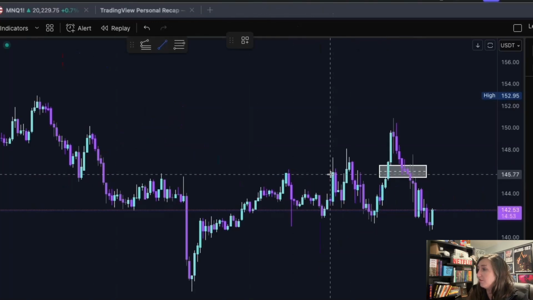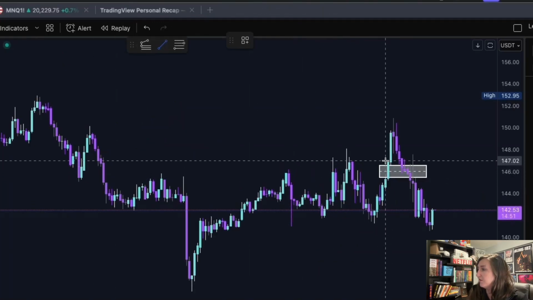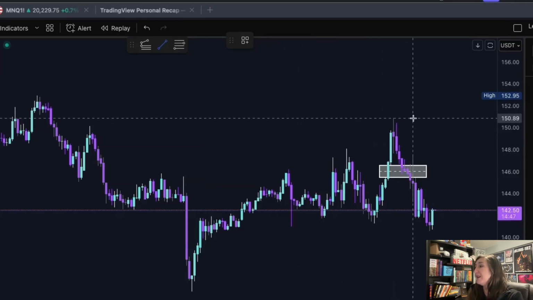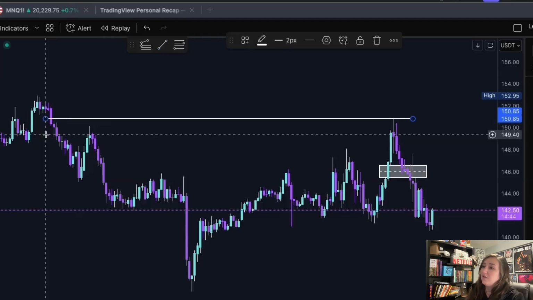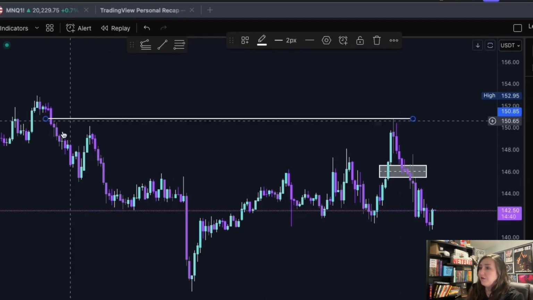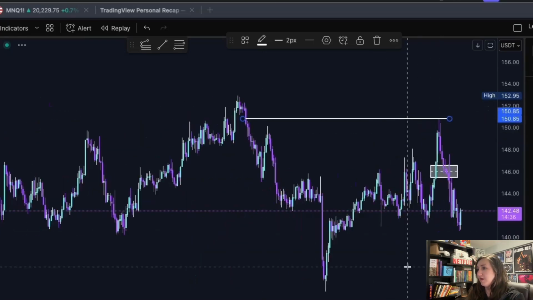It did eventually break. It had some resistance, but this kind of broke it. And this actually could just be considered a liquidity sweep. I'll get into that more in other videos, but basically it comes up, takes out this and sweeps liquidity, and then continues on its downward trend.